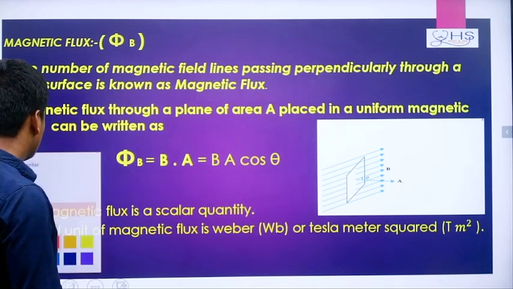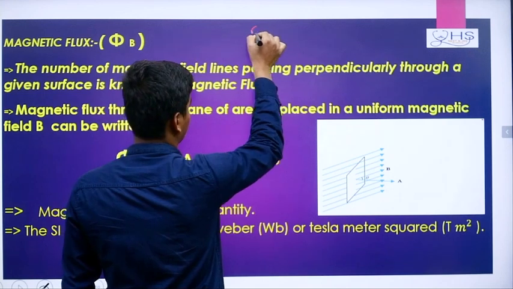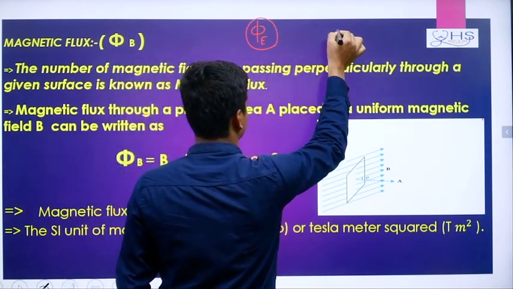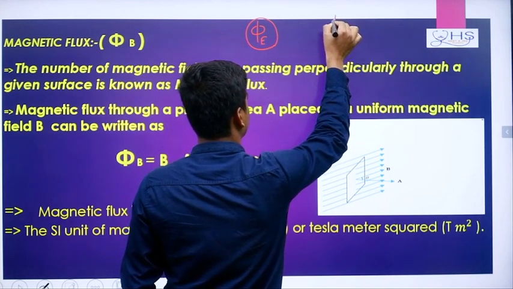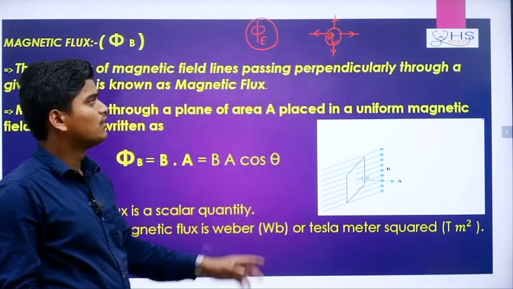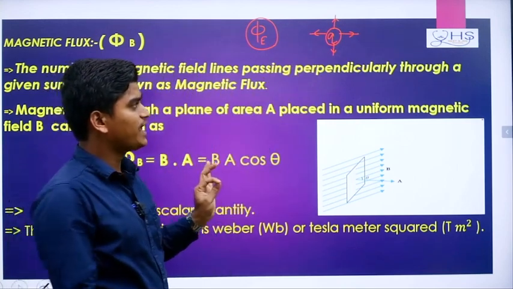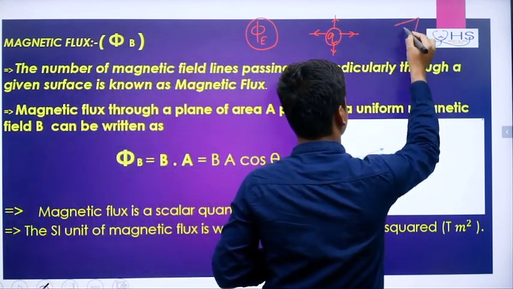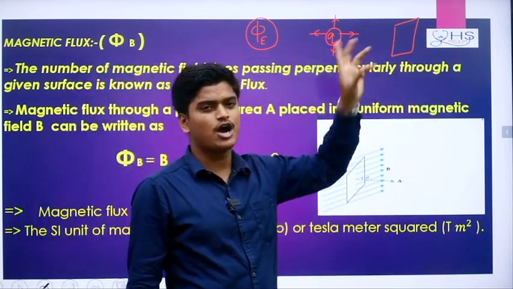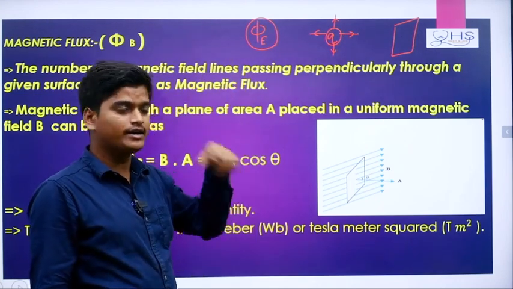You remember previously we have already completed electric flux. Electric flux is given by phi E. Due to an electric charge, field lines will go like this. Suppose I take a positive charge, the field lines will go outward like this, and these are called electric field lines. How many electric field lines are passing through a given surface, that is basically called electric flux. That idea we already have.